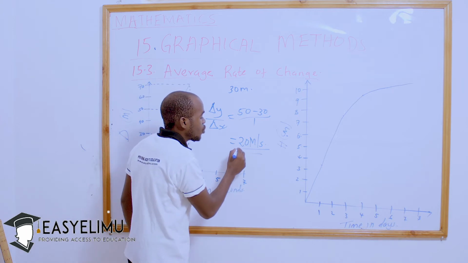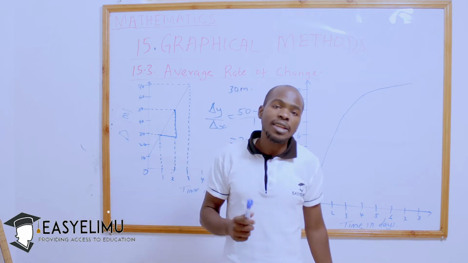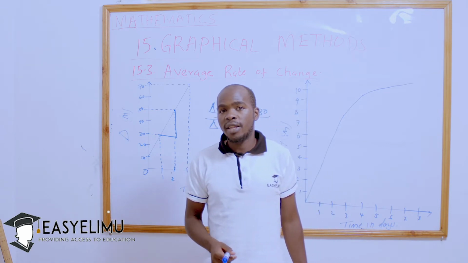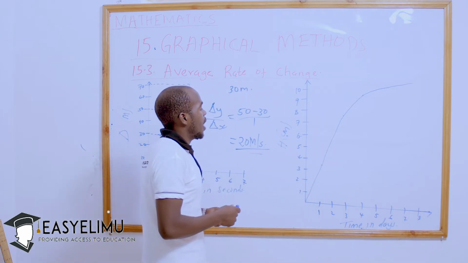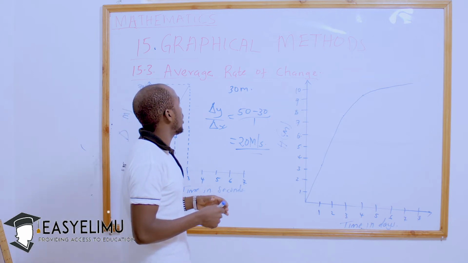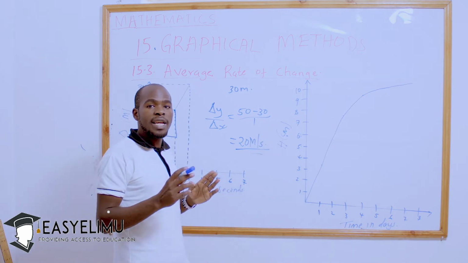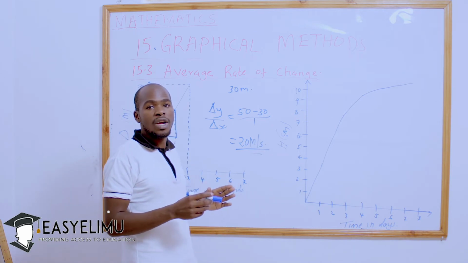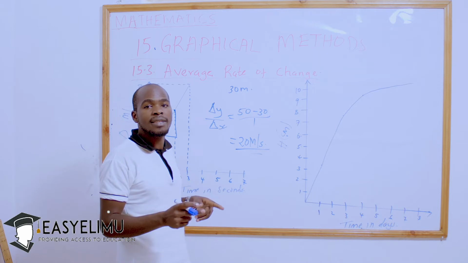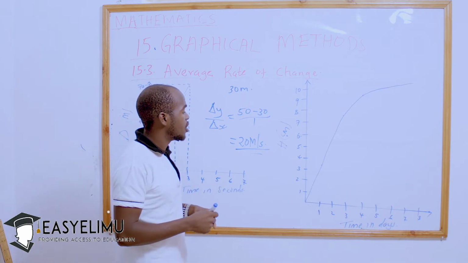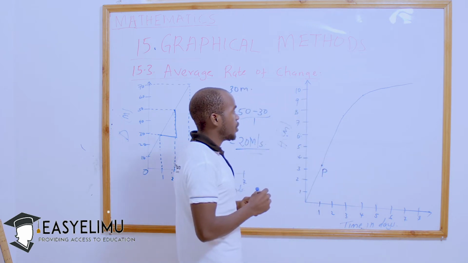So it is constant throughout, but sometimes you will find some graphs will not give you a constant average rate of change. It will vary from one point to another. For instance, let's observe here. We may select 2 points. In finding the average rate of change on a curve, we select 2 points, and then we construct it such that the tangent to the chord joining the 2 points together is our average rate of change. So we can select the first point here, and we call that point P.